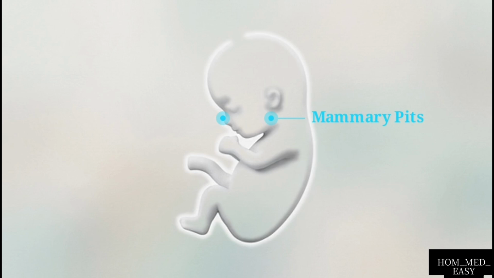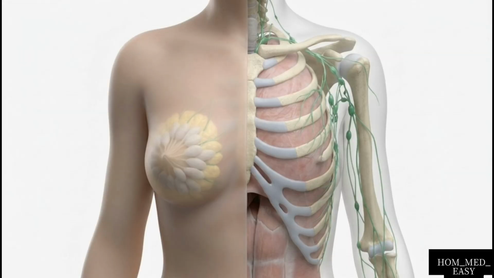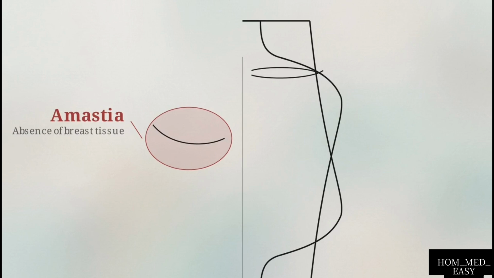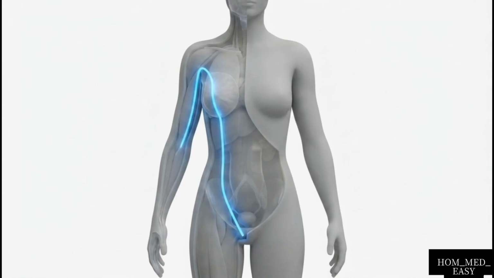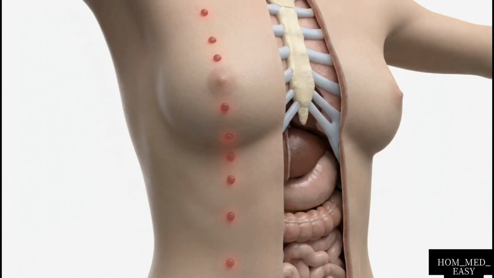Developmental failures on this timeline create structural deficits. If the localized thoracic ridge fails to mature, it results in amastia, the complete absence of breast tissue, or athelia, the absence of the nipple. However, if the full embryonic ridge fails to regress, residual tissue is left behind along the original vertical track. This incomplete regression manifests as polymastia, the development of supernumerary breasts, or polythelia, extra nipples that present exclusively along the vestigial milk line.